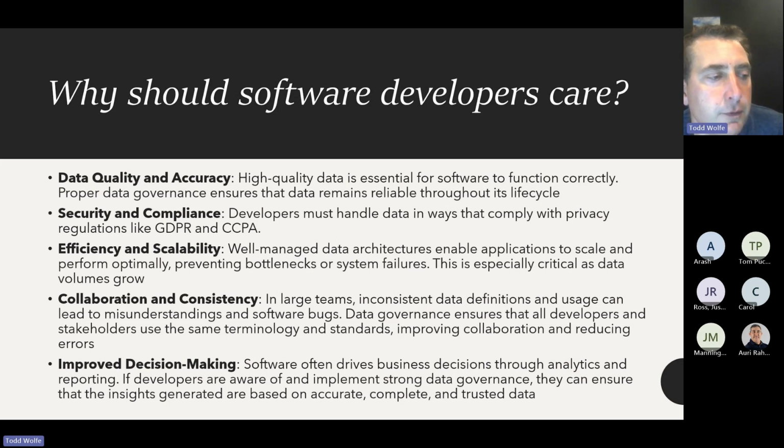The last one, improved decision making. Software often drives business decisions through analytics and reporting. If developers are aware of and implement strong data governance, they can ensure that the insights generated are based on accurate, complete, and trusted data.